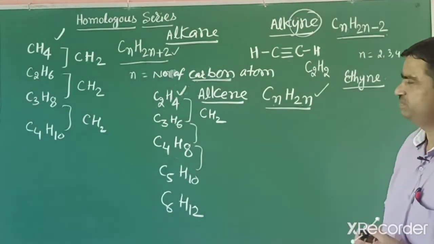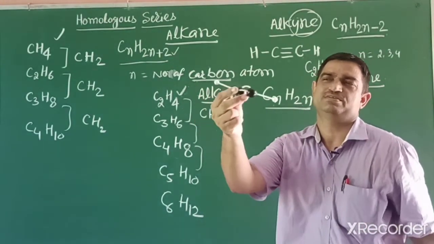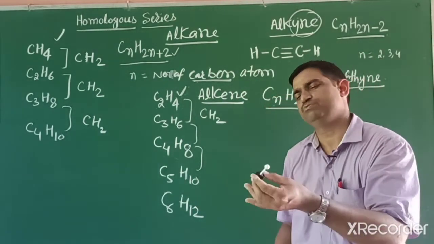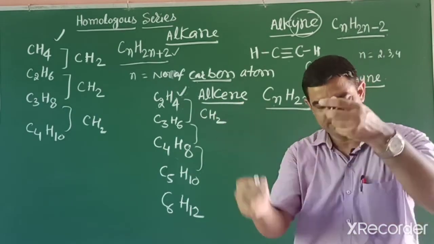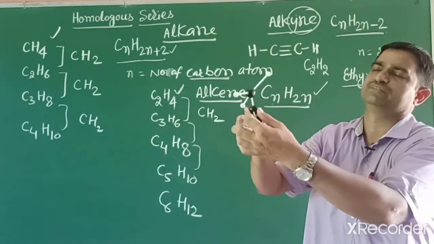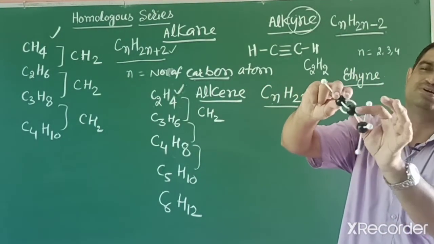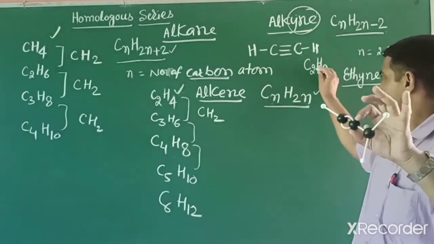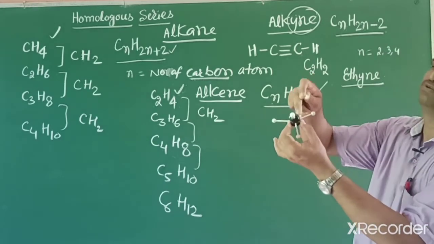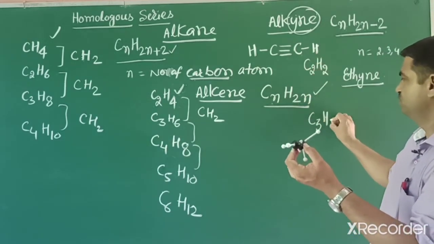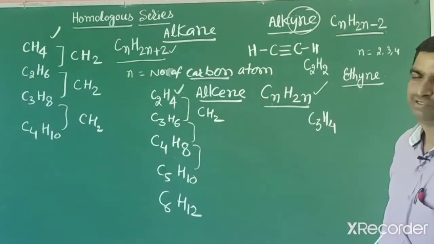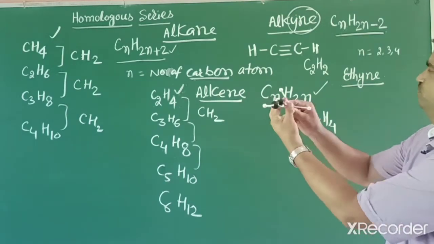Next member, how can we write? For the next member, what do we have to do? We have to remove this hydrogen. Why do we remove? Because we want to increase its chain, so I add 1 carbon. Like this, you can get such a type of compound. In this, you can observe 3 carbon, C3, and 4 hydrogen: C3H4.